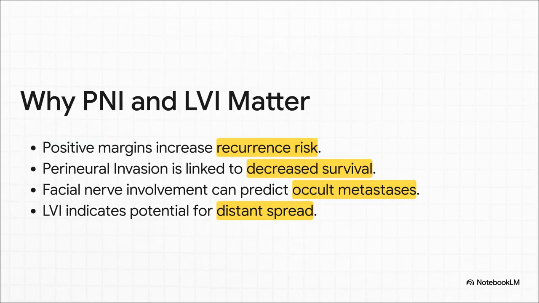So why all the fuss? Why does this matter? Because every single one of these findings directly changes what happens to the patient. You find positive margins? That could mean another trip to the OR. You spot PNI? That's linked to worse survival and is a huge reason to give the patient radiation. And LVI, or lymphatic/vascular invasion? That's a giant red flag that the tumor is trying to escape to the lymph nodes and maybe even further. Each one is a crucial piece of the puzzle for the clinical team.